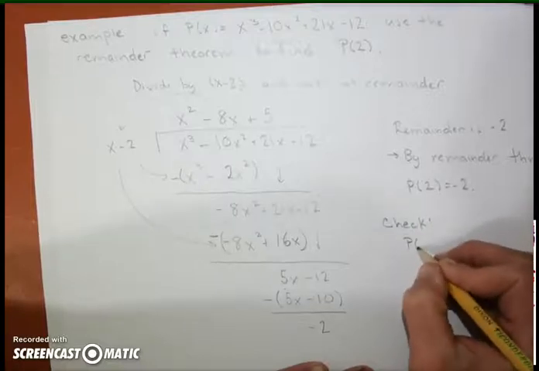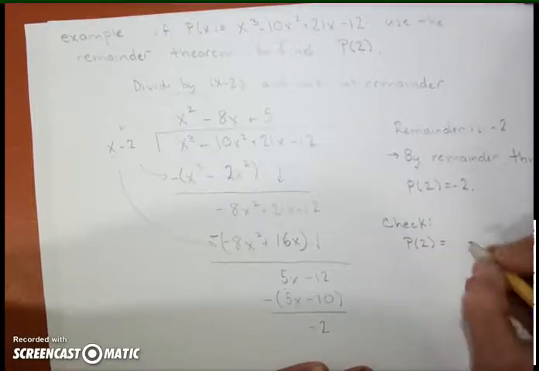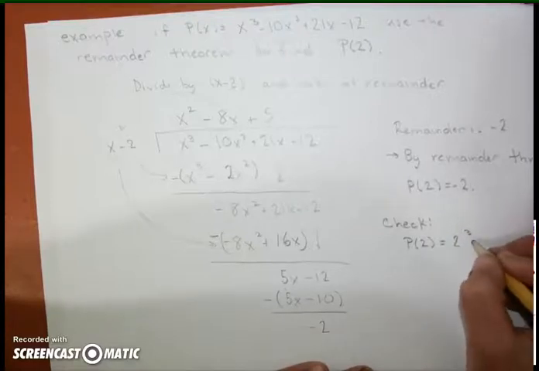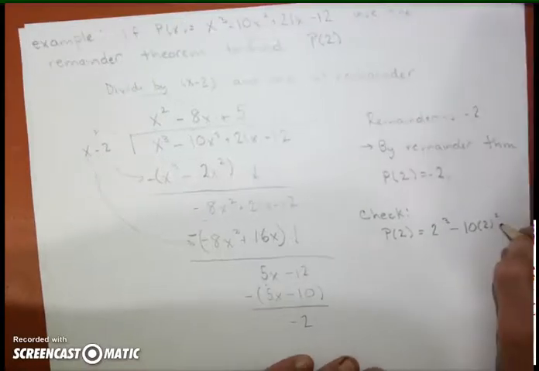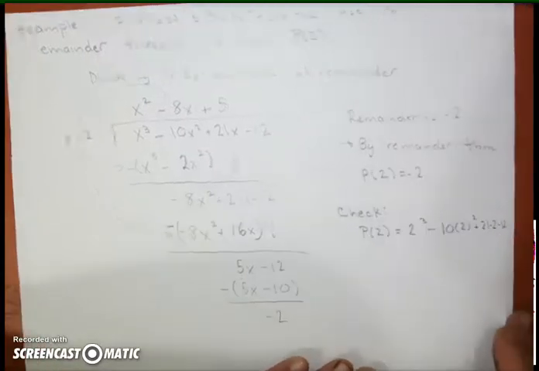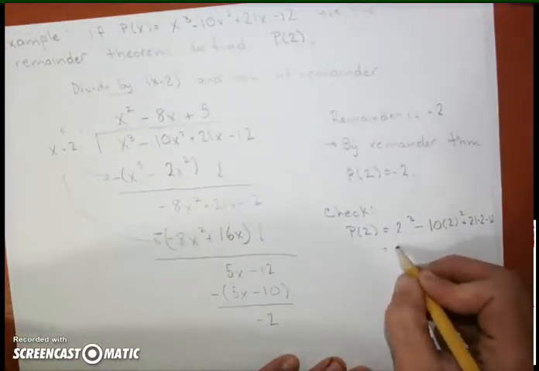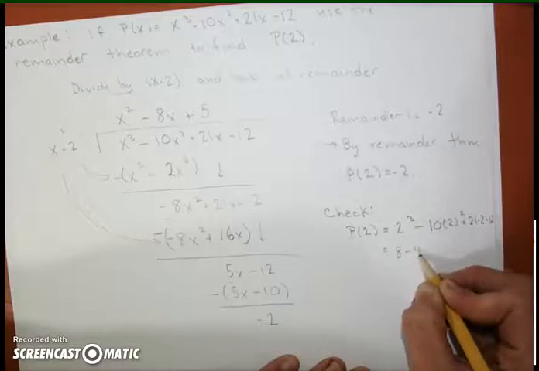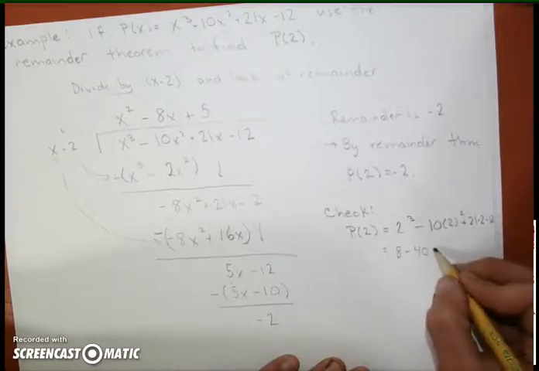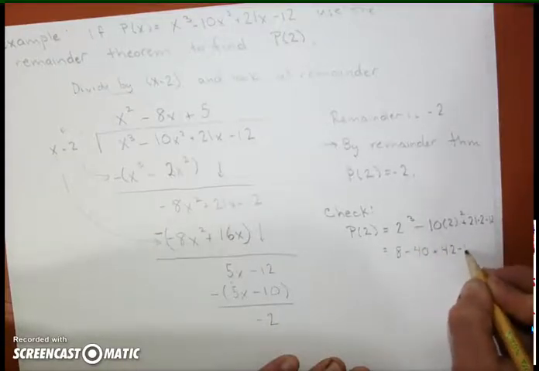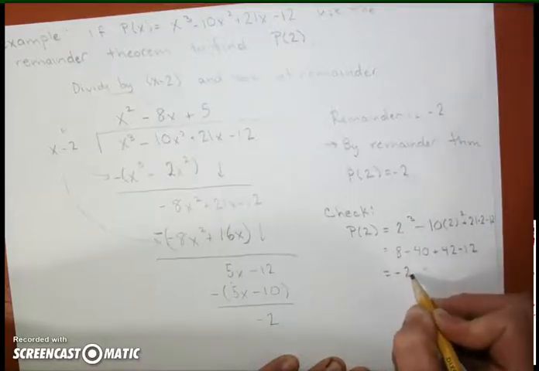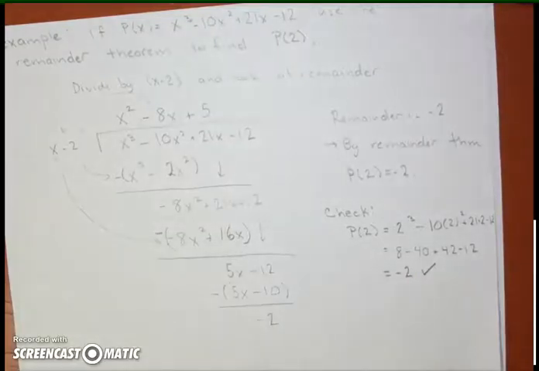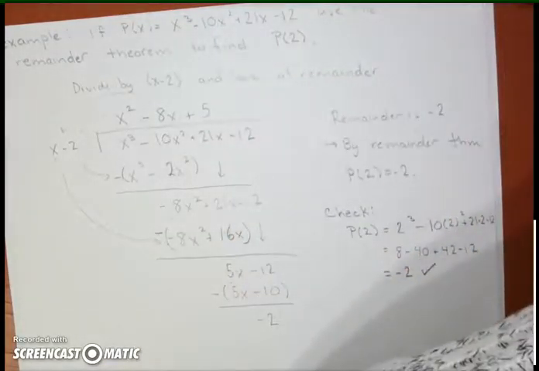So if I do p of 2, I'm doing 2 cubed minus 10 times 2 squared plus 21 times 2 minus 12. 2 cubed is 8. This next term is minus 40 plus 42 minus 12. And if you check this arithmetic, that actually does equal negative 2, so it works. So those are the nuts and bolts of the remainder theorem.